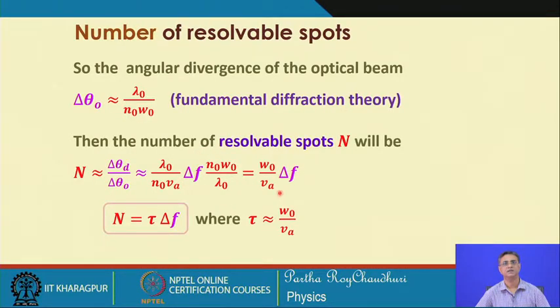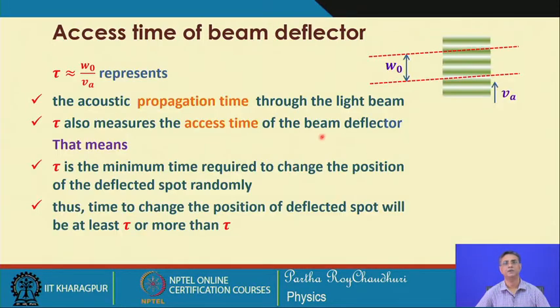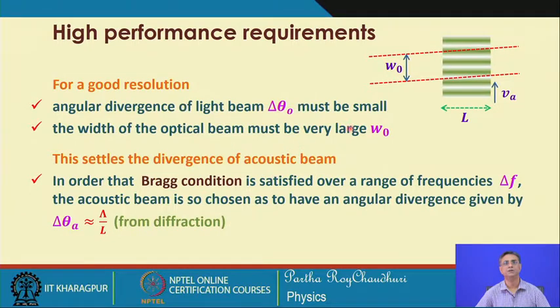The number of resolvable spots is limited because the acoustic wave velocity is fixed for the medium from which this acoustic modulator is made, but the optical beam width can be tailored and controlled. So, if this is more, then more resolvable spots will be available. Therefore, it should be very large, but this then settles the divergence of the acoustic beam.